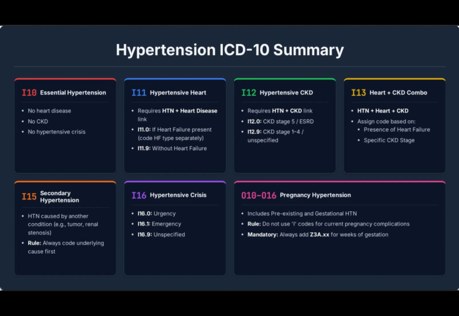Remember, during pregnancy, O codes always take priority, and you must add the gestational week using Z3A.XX. So that completes our Hypertension Masterclass. Now that you've mastered the foundational ICD-10 rules, let's move into the next major topic, diabetes coding guidelines, another essential skill for every medical coder.